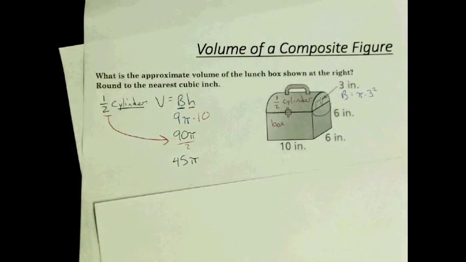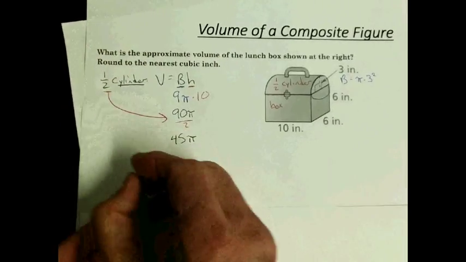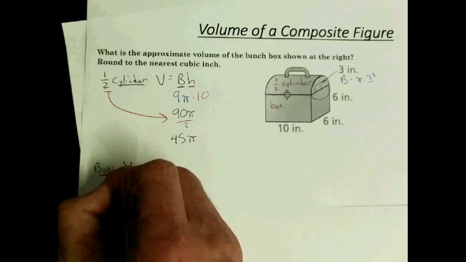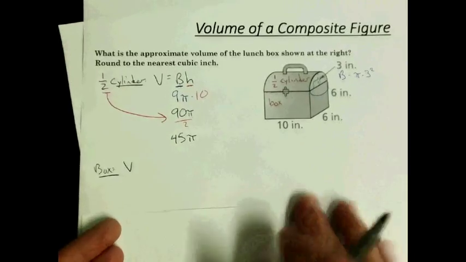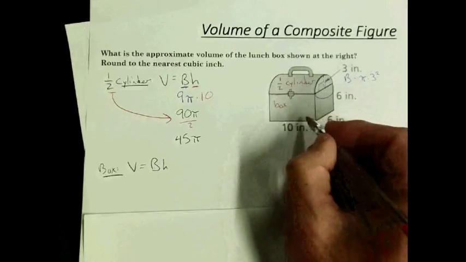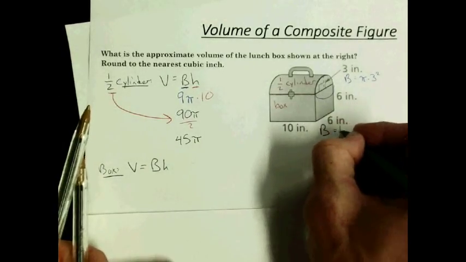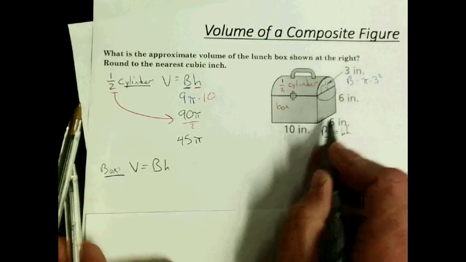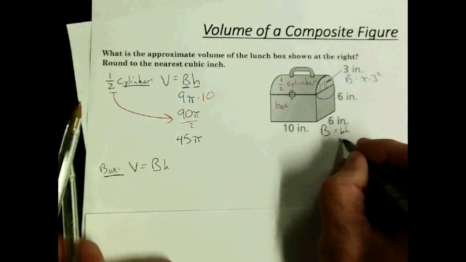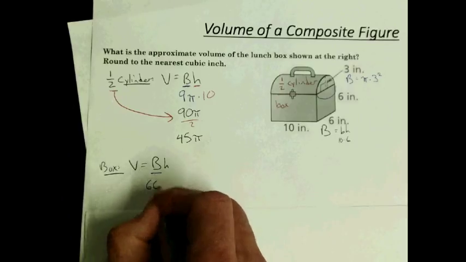We also need the volume of the rectangular prism. We also need the volume of that box. So the volume of the box, label your work, is going to be calculated again as area of the base times the height. In the case of the box, the area of the base is right there. It's length times width, so it's 10 times 6. So the area of the base is 10 times 6, also known as 60.